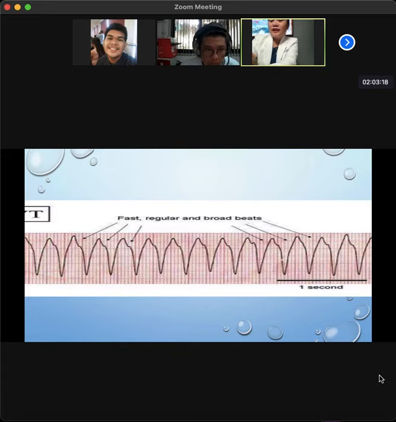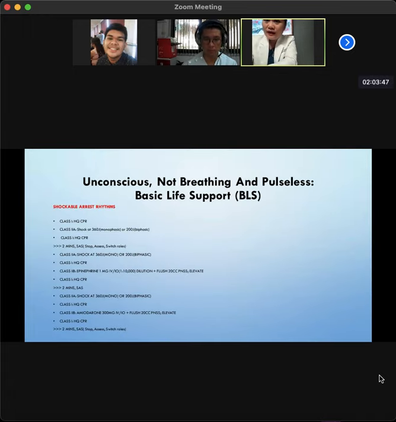Okay, this is the ECG tracing again. You still have the wide QRS, but when you check your pulses, wala kang pulse. That's the difference between the VTAC with pulse, which is you give your amiodarone, as opposed to VTAC without pulse, you do shock. Okay? That's the shockable rhythm. Pag VTAC without pulse.